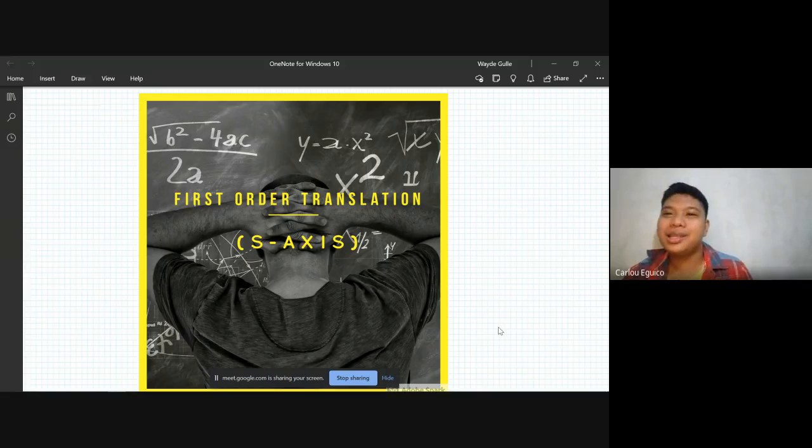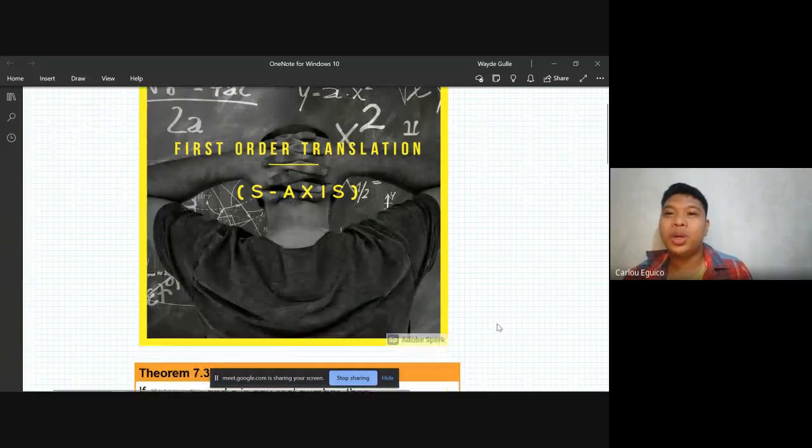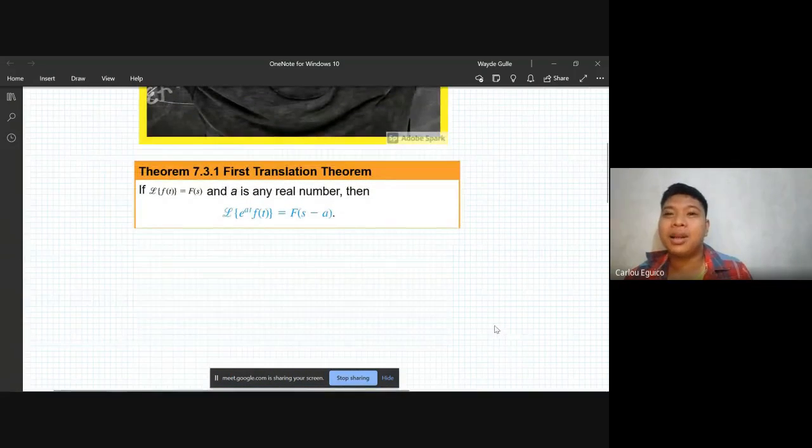To further understand this, we're going to learn about the first translation theorem, which says that if the Laplace transform of f of t is equal to F of s, and a is any real number, then the Laplace transform of e raised to at times f of t is equal to F of s minus a. So we see the pattern that a comes from the numerical value above the exponential number e.